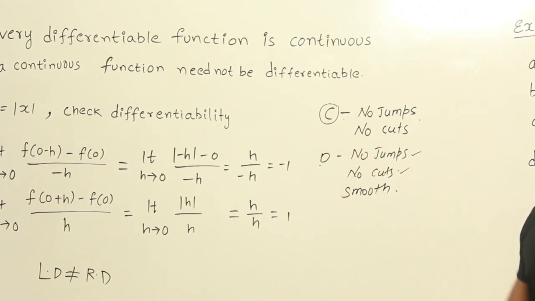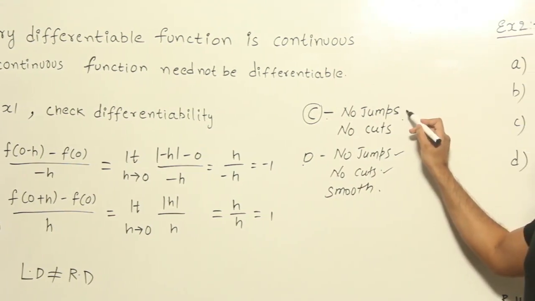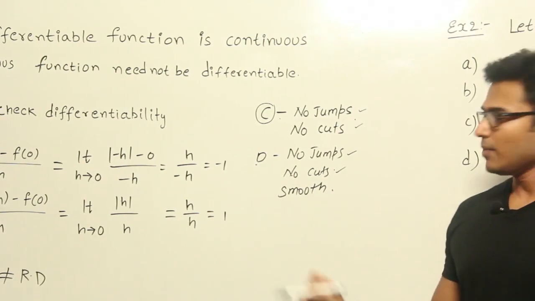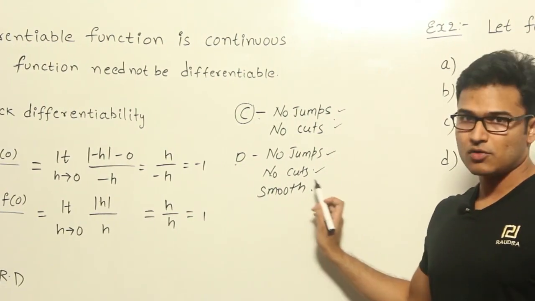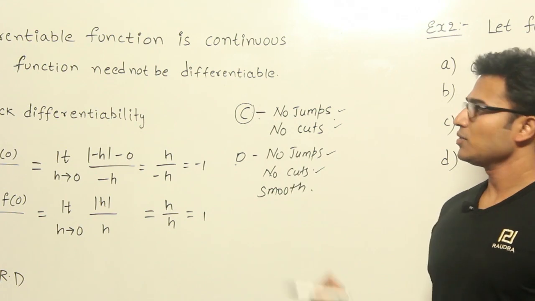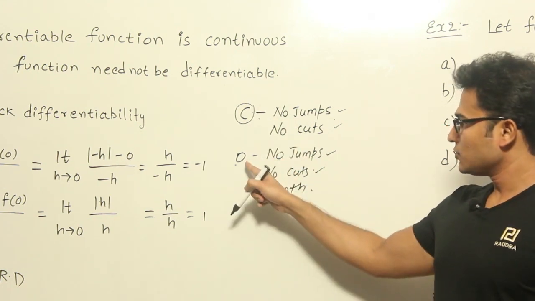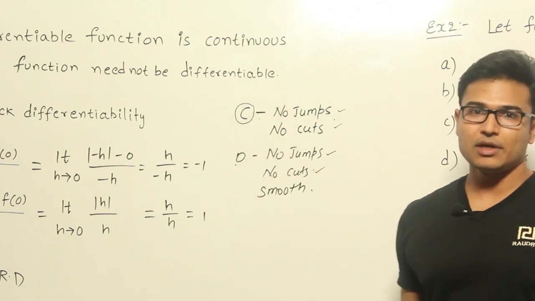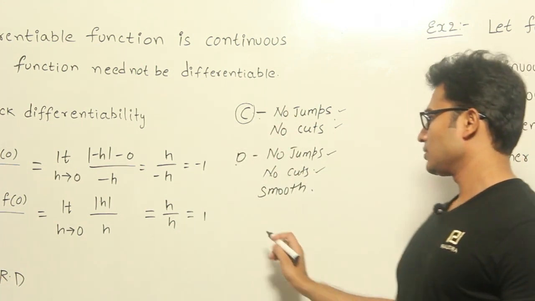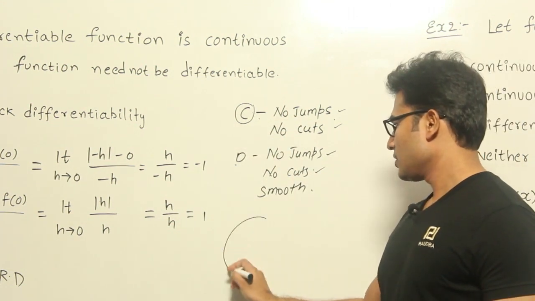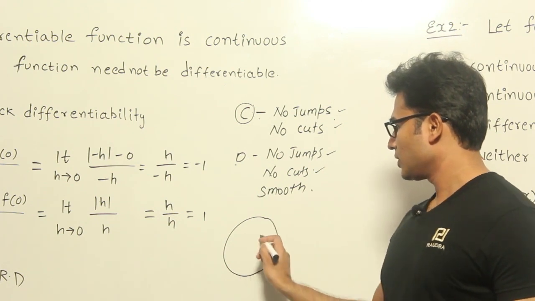But if a function is continuous, then we know that there are no jumps and no cuts, but we don't know whether it is smooth or not. Therefore every continuous function need not be differentiable, but if it is known that it is differentiable, it will definitely be continuous. Now if you want to see it in Venn diagram form, you can see it this way.